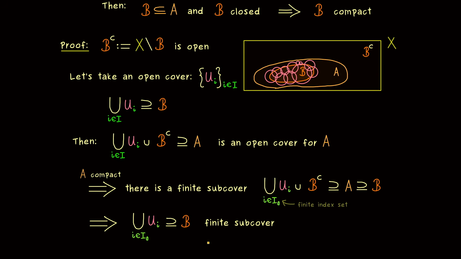And there we have it. By definition, this shows that B is a compact set. But as you can see, it was needed in the proof that B is a closed set. And this finishes the proof and this video for today.